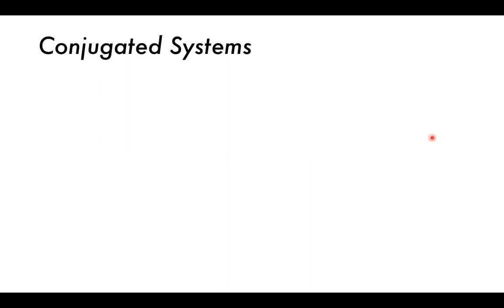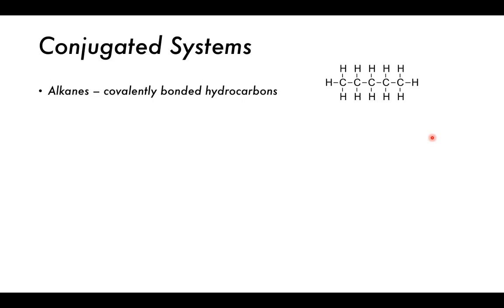Okay, so what are conjugated systems? If we remember back to any organic chemistry we've done, alkanes are covalently bonded hydrocarbons. They look something like this, where you have carbons attached to carbons in a chain. Another way of drawing it is like this. This is pentane: 1, 2, 3, 4, 5 carbons.